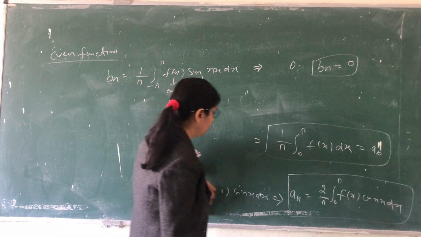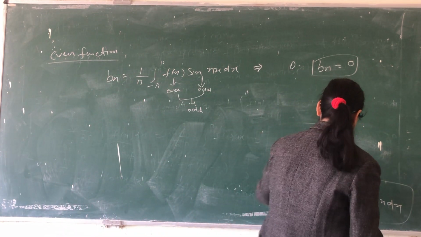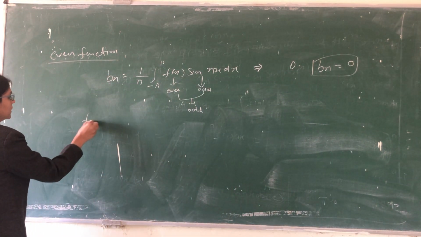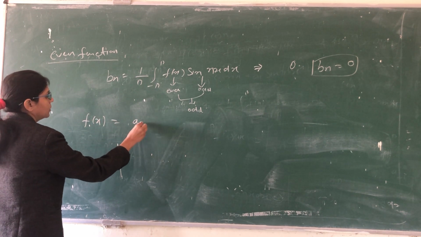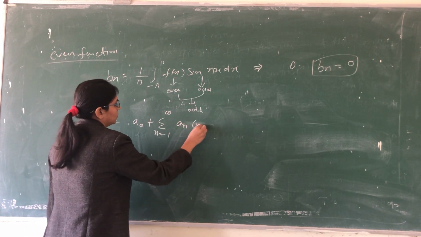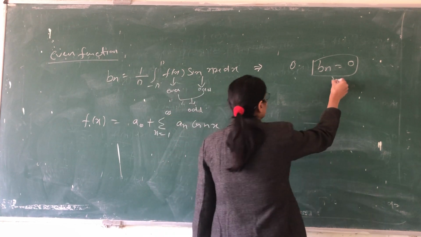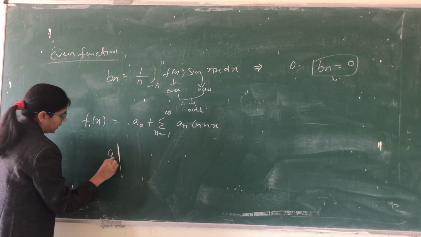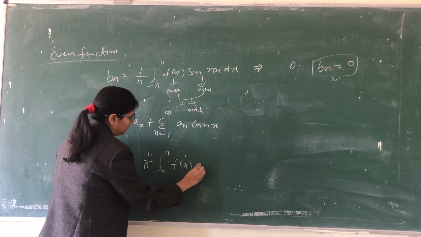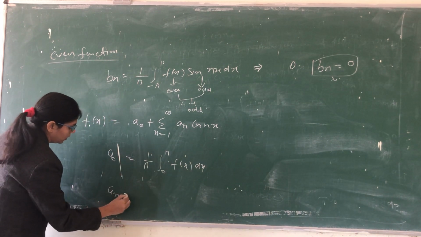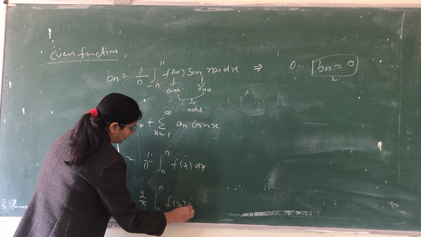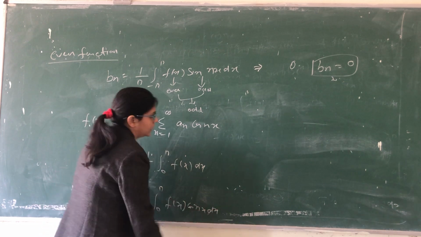So we can say that when your function is even function, then the Fourier series of f of x is defined by a0 plus summation n from 1 to infinity an cos of nx, since bn is 0, where a0 is equals to 1 upon pi 0 to pi f of x dx, and an is equals to 2 upon pi 0 to pi f of x cos of nx dx.